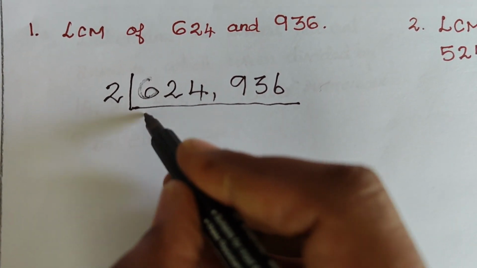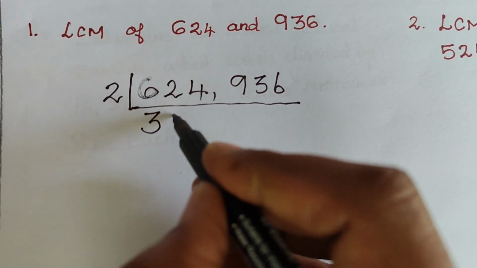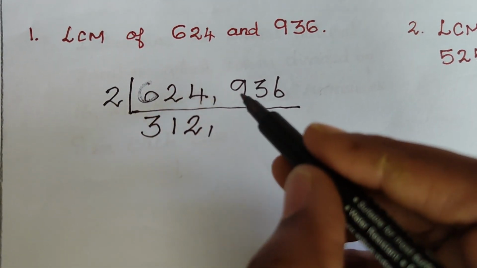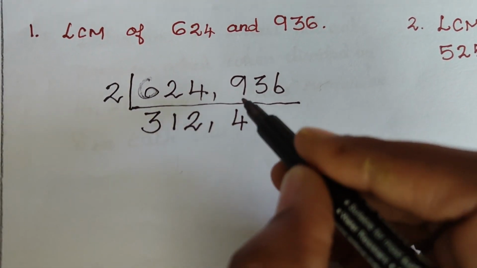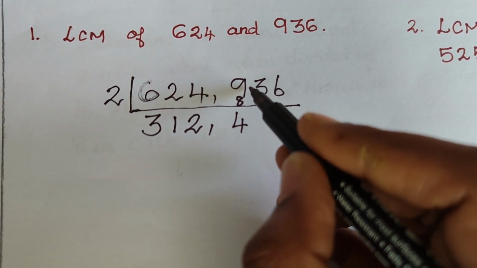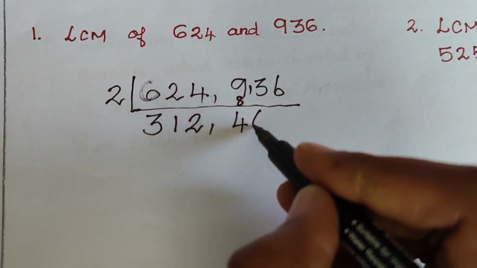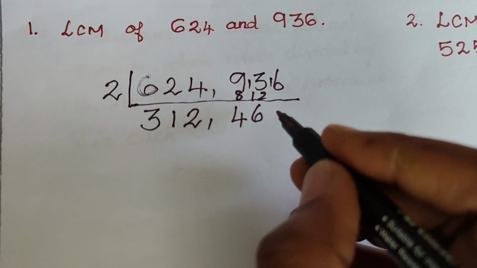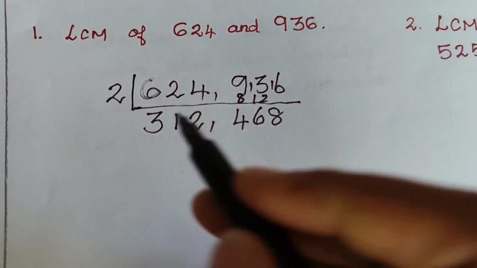In 6, 2 goes 3 times. In 2, 2 goes 1 time. In 4, 2 goes 2 times. And in 9, 2 goes 4 times, 8, 9 minus 8, 1. In 13, 2 goes 6 times, 12, 13 minus 12, 1. In 16, 2 goes 8 times.